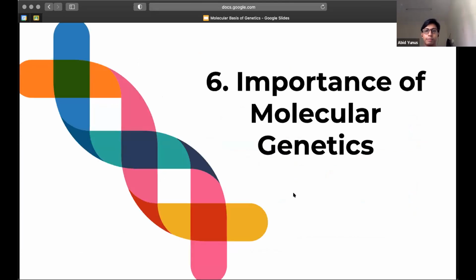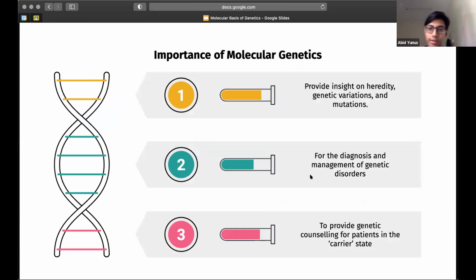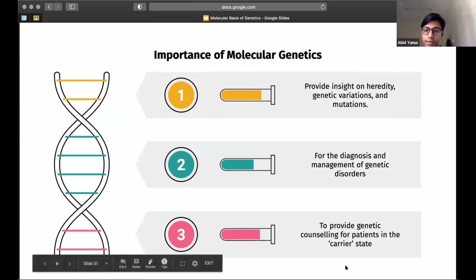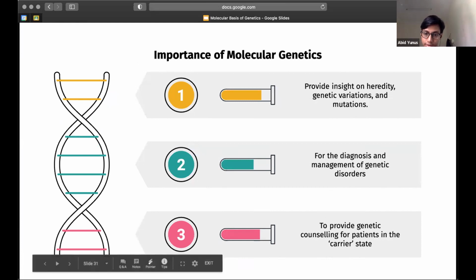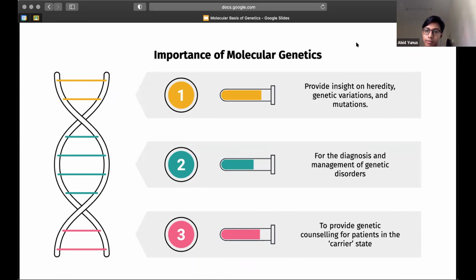Okay. Finally, for the importance of molecular genetics: first, molecular genetics can give us insight into heredity, genetic variations, and mutations, not just in humans, but also in other living organisms such as viruses or bacteria. Number two, it can be used for the diagnosis and management of genetic disorders. And finally, we can use it to provide counseling for patients in the carrier state.